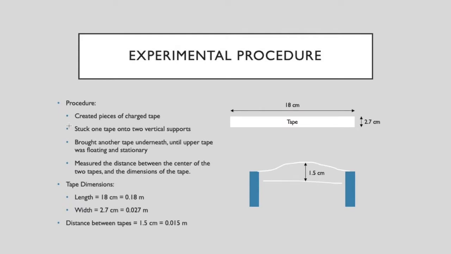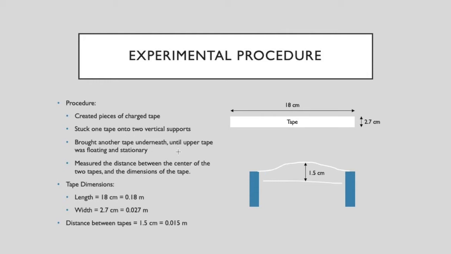The first step was to create pieces of charged tape. To do this, we attached one piece of tape to a flat surface. Then we attached another piece of tape on top of the last one and quickly ripped it off. This created a charge on the tape. Then we stuck one tape onto two vertical supports, as shown on the drawing here.